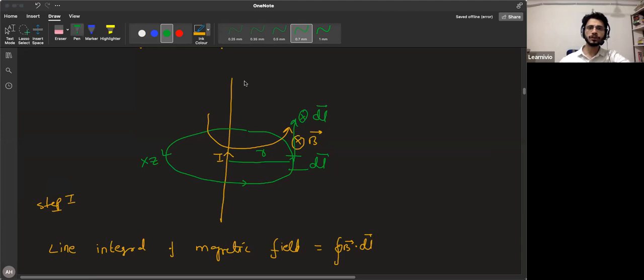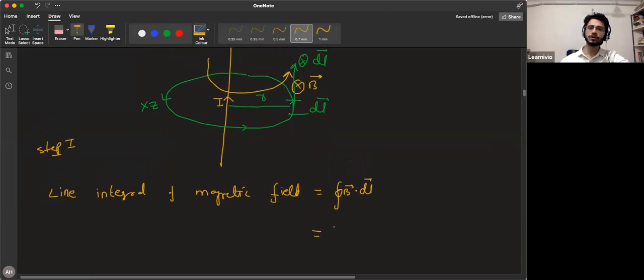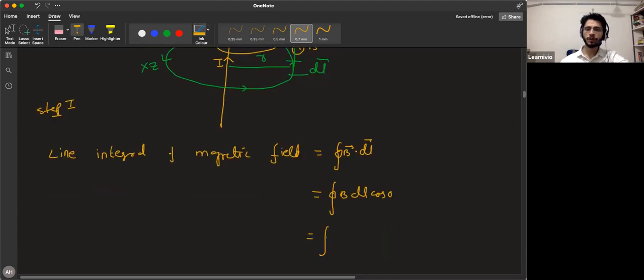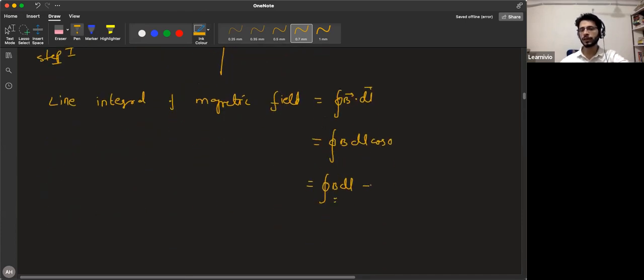Now I have to open this dot product, B dot dl. Hishma, if B and dl both are inwards, then what is the angle between them? 0. So when you open this dot product, this is B dl cos 0. The dot product becomes closed integral of B dl. Now, I need the expression of this magnetic field. Let's call this equation number 1.